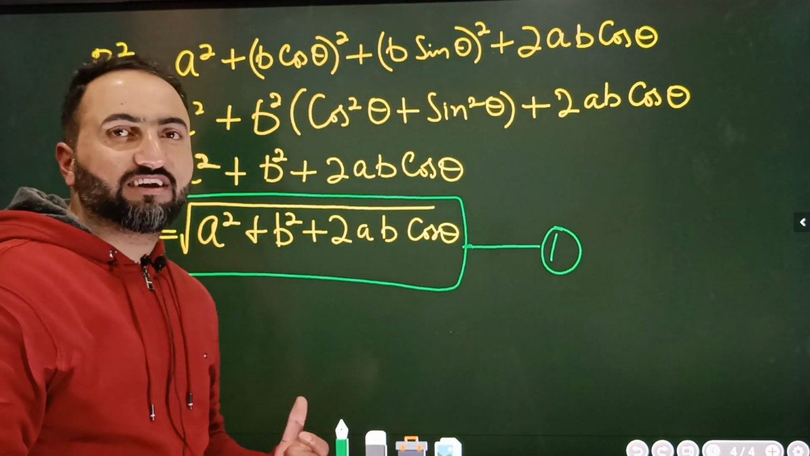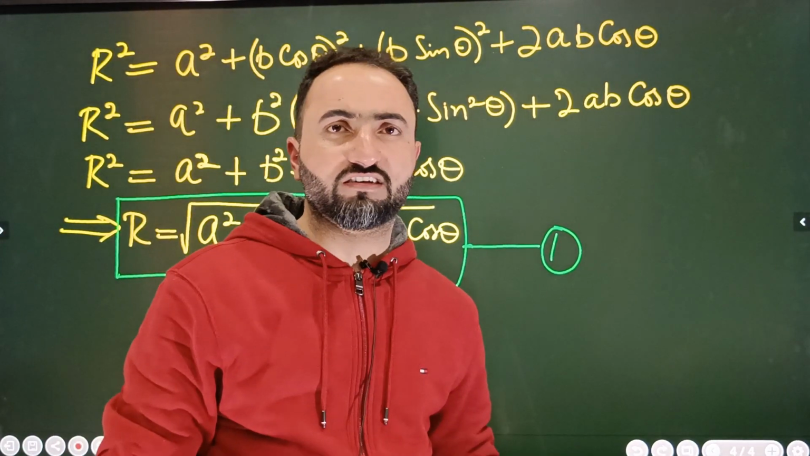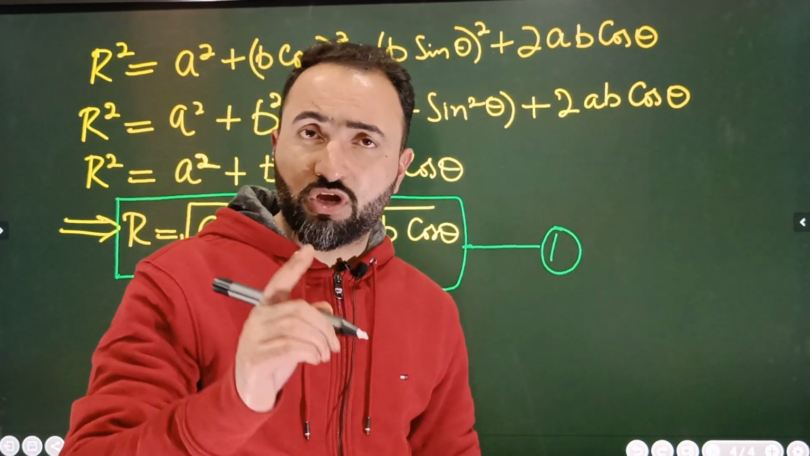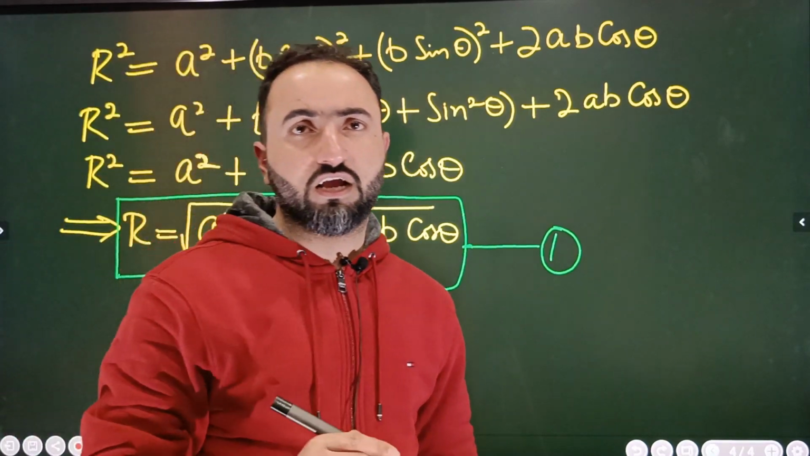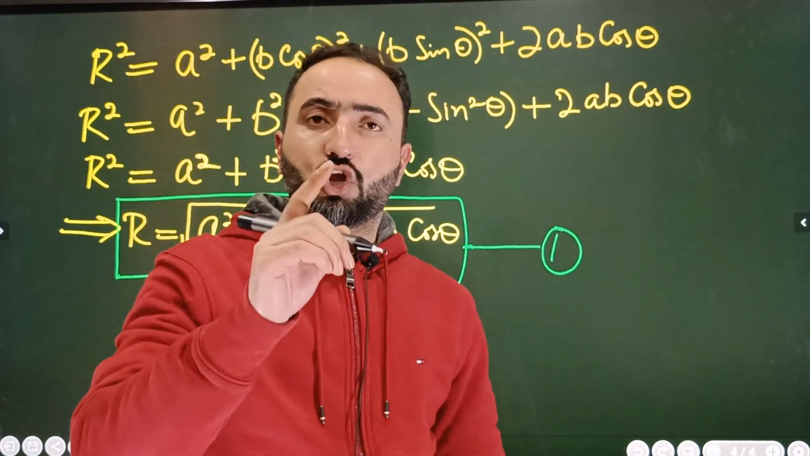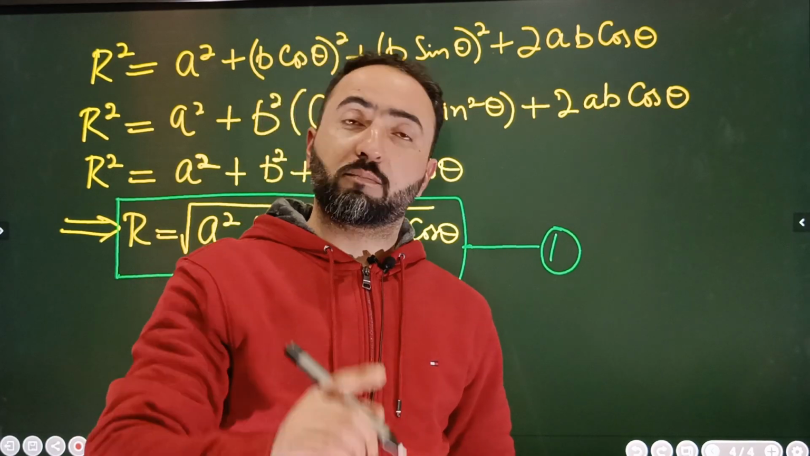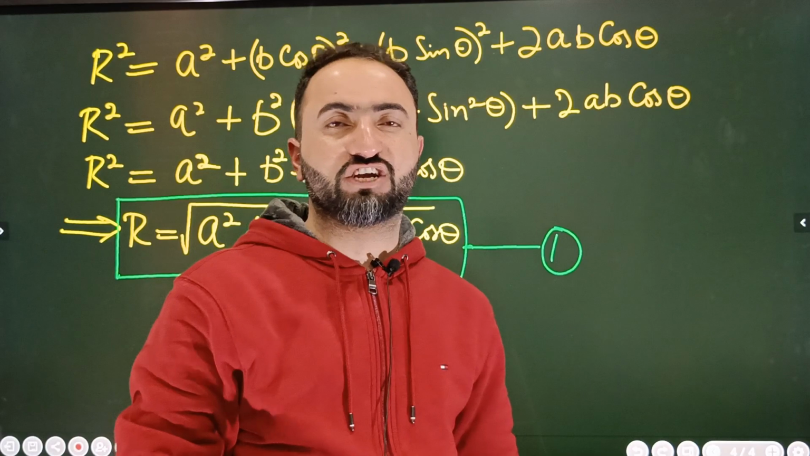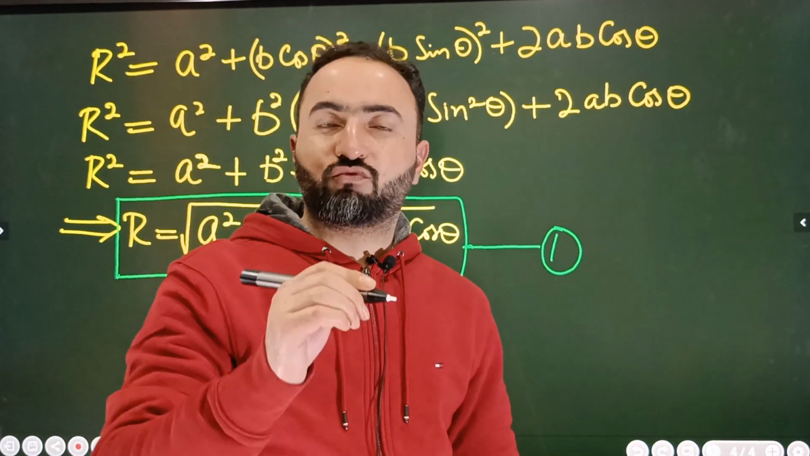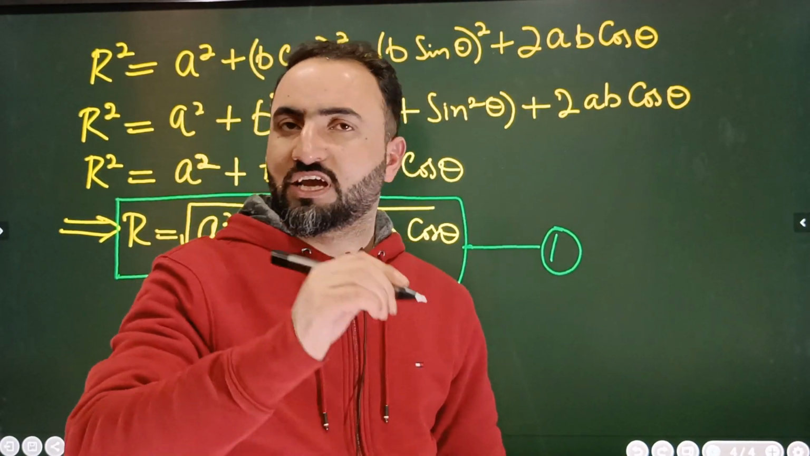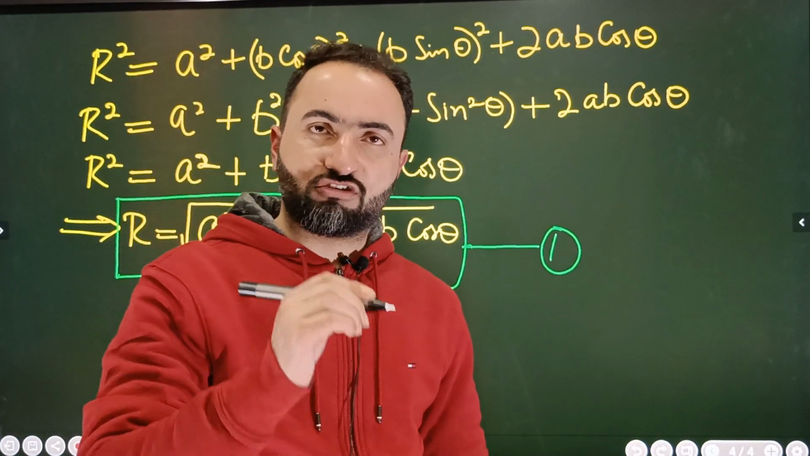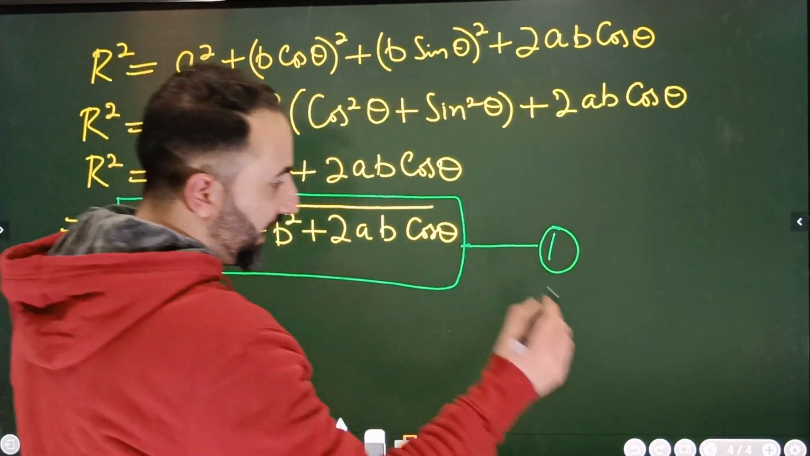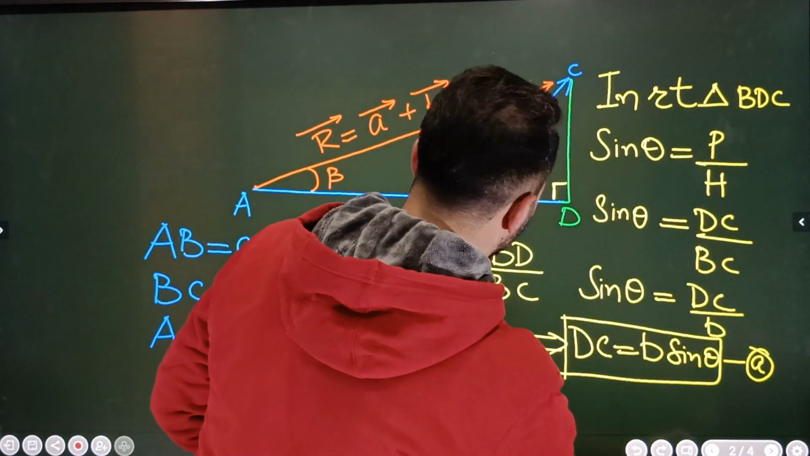Now this a and b generally represent two vectors. They can be forces, velocities, or accelerations. But you have to keep one thing in mind: you can add vectors, you can subtract vectors, but only of the same nature. For example, you can add two forces, two velocities, or two accelerations. It's never possible to add a force with an acceleration, or a force with a velocity. That addition is not permissible, that's not allowed. So here we are, so this is R. A quick revision of all this.